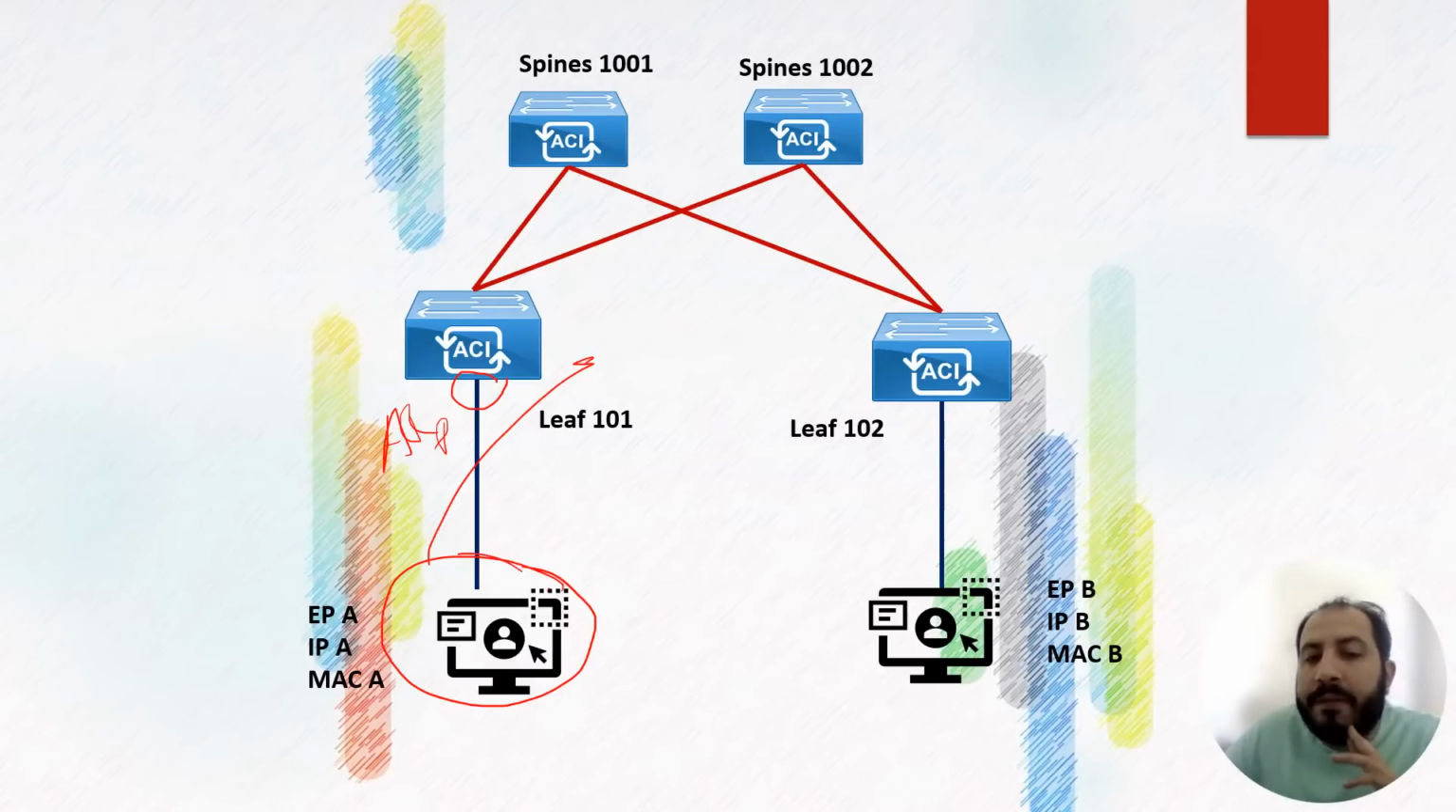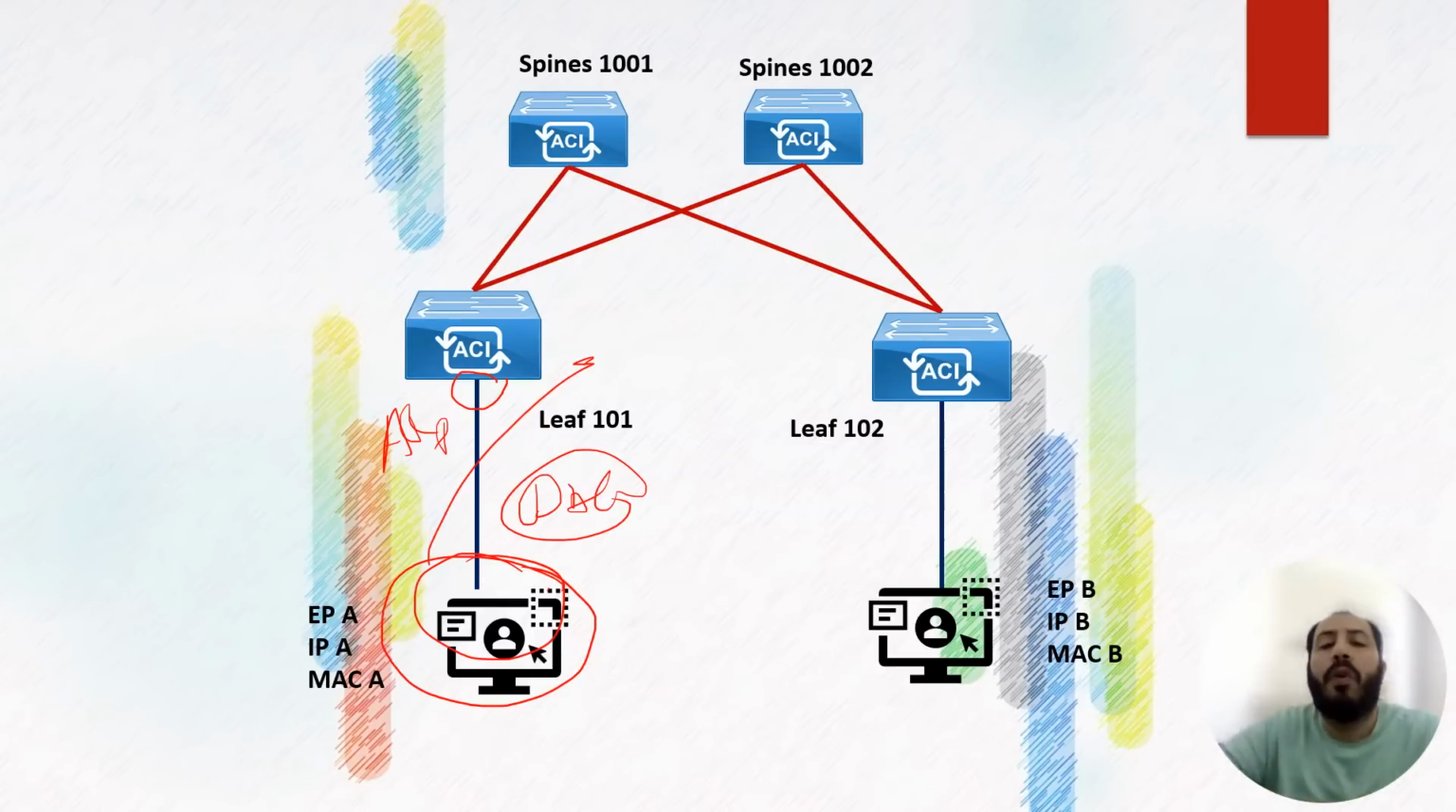Let's assume that I have this device connected. Whenever this device triggers an ARP request or DHCP, the endpoint will start to trigger either a DHCP request or an ARP request, and the leaf can take advantage of those traffic flows and learn the source information and populate it in the MAC address table, in the endpoint table.